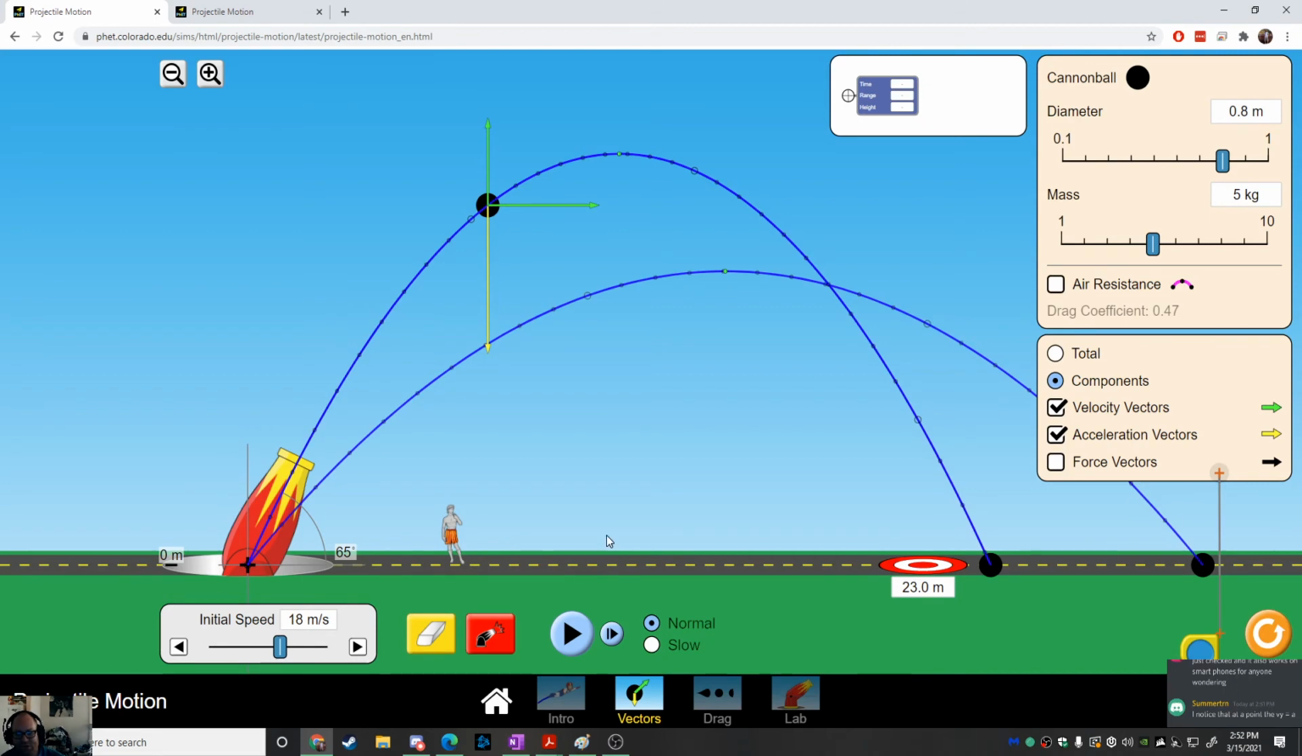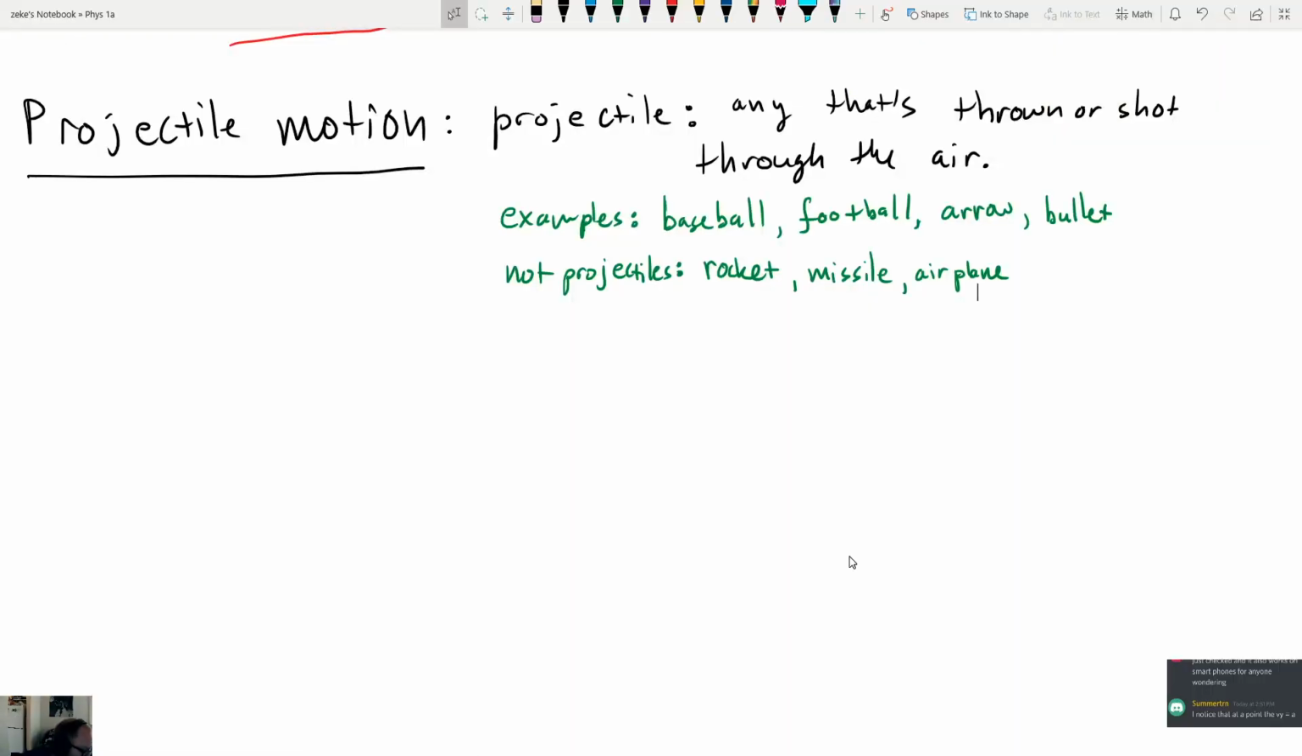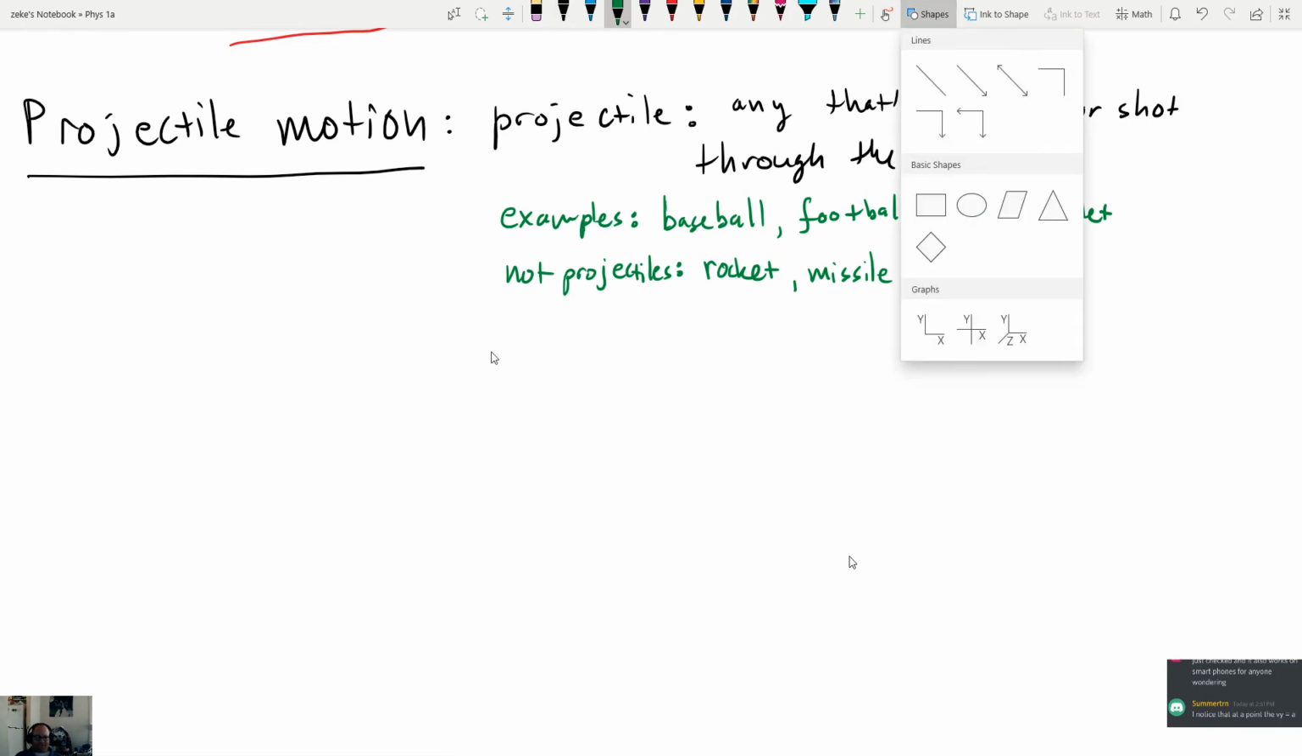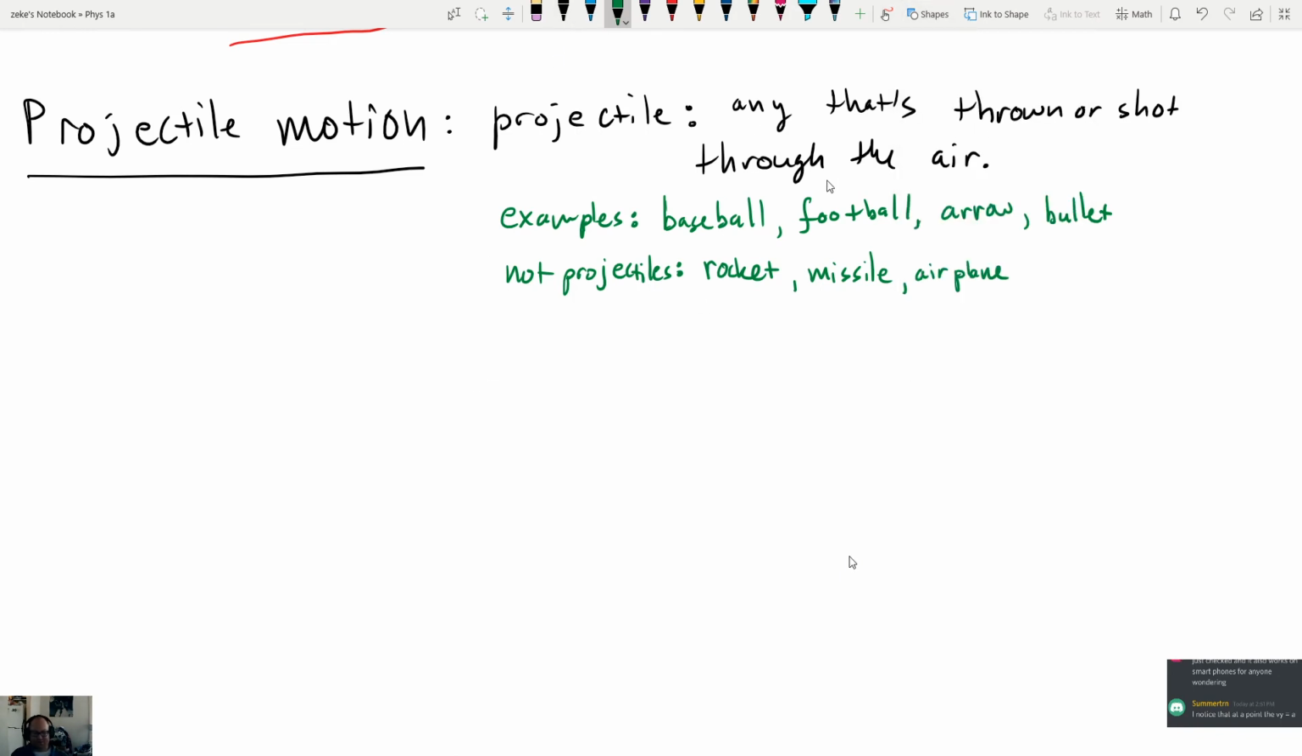All right. So let's talk about some of the things that we got from that. Let's just start off with a shape for the ground, and we'll try to do our best to draw projectile motion. All right.